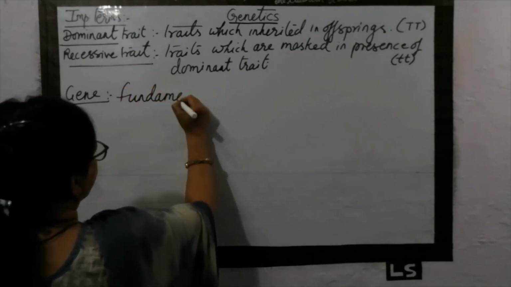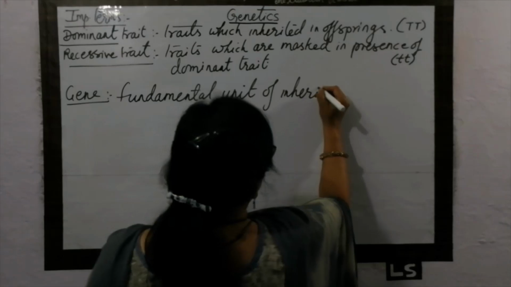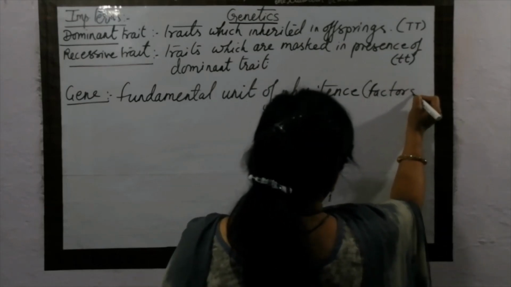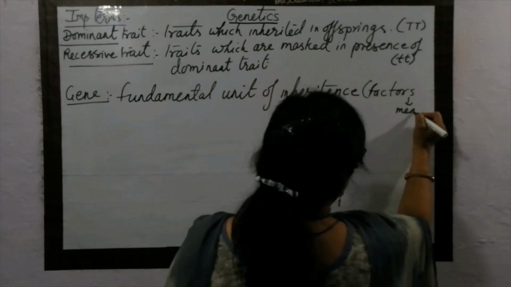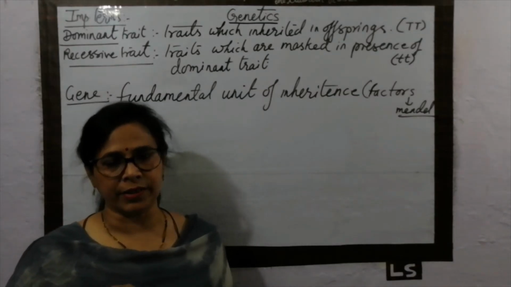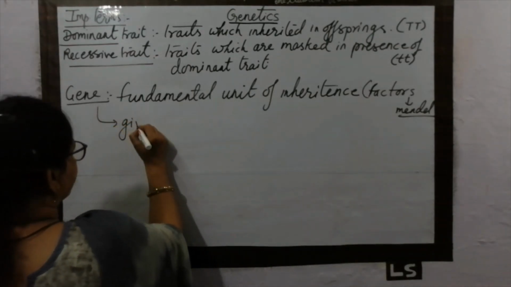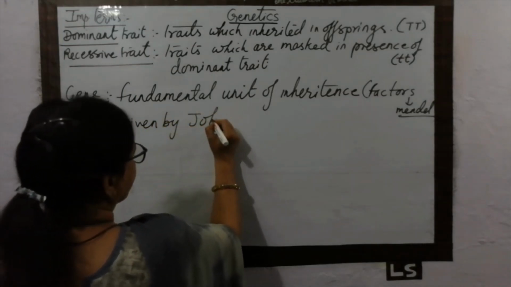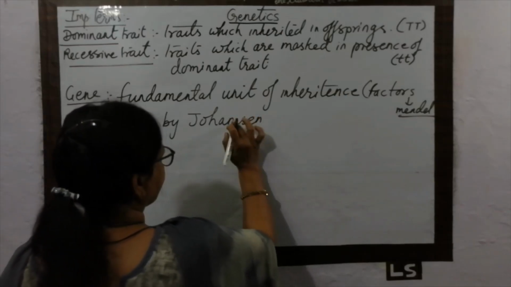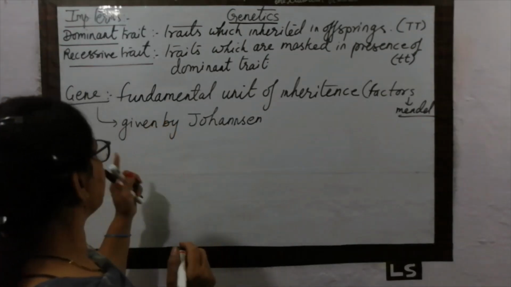Fundamental unit of inheritance. According to Mendel, we call them factors. Now we call it the gene. It is the fundamental unit of inheritance, and the term gene was given by Johansen. The term gene was given by Johansen.